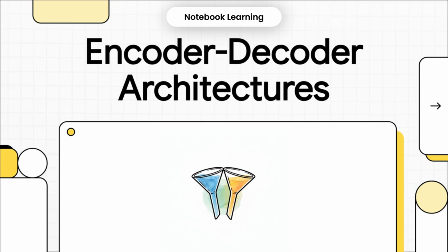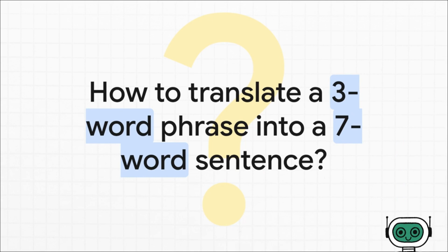Have you ever used a translation app and just marveled at how it can take a short three-word phrase and turn it into a perfectly constructed seven-word sentence? It's not magic. It's actually a really clever design pattern called the encoder-decoder architecture. So, right there, that's the central puzzle, isn't it? Mapping an input of one length to an output of a totally different length. A simple word-for-word translation just falls apart.